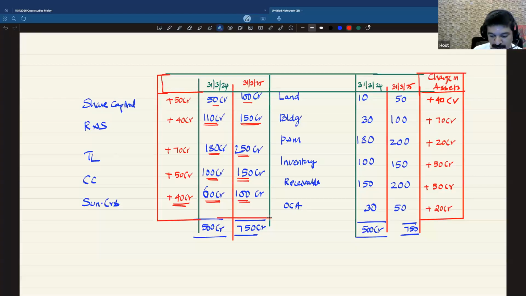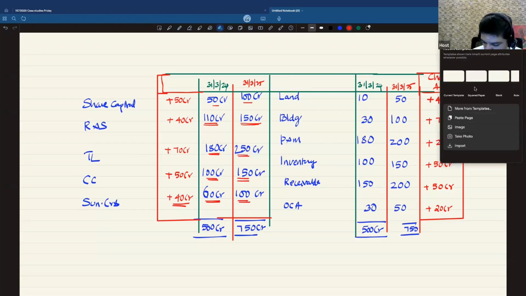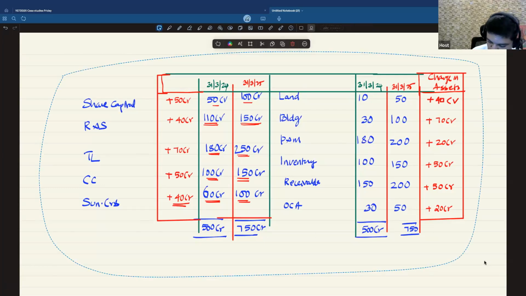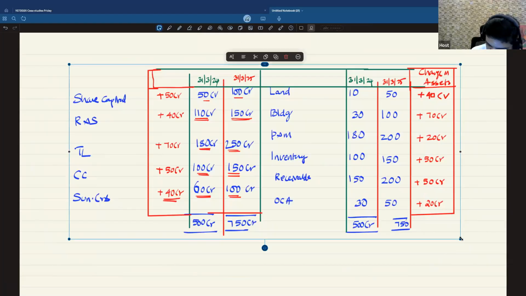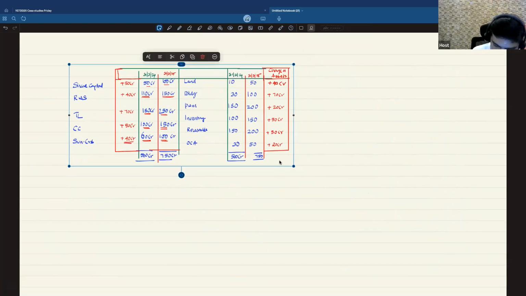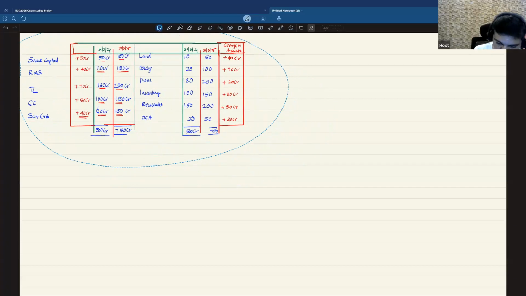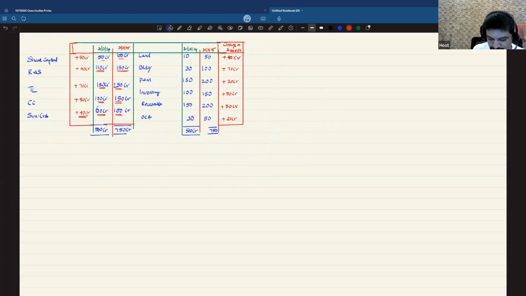Now, let me keep this two years' information aside. I'll do one thing. I'll copy this page, and let me just focus on the changes that have happened. For that purpose, allow me to do this. Let me just resize it. Okay, let this be here. Now let us just focus on the changes that happened.